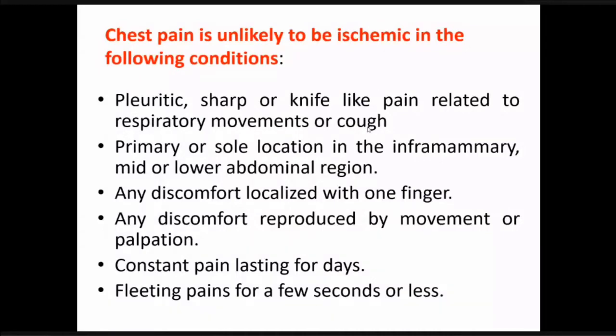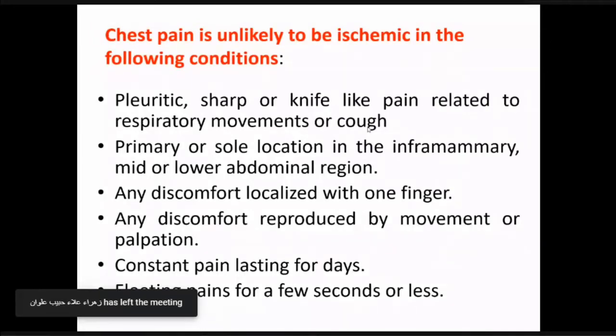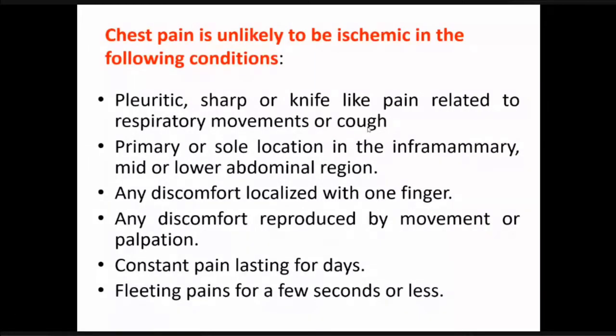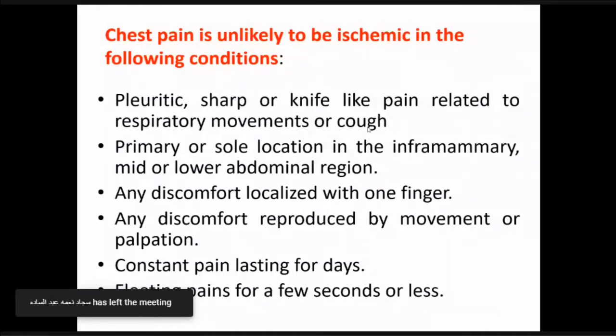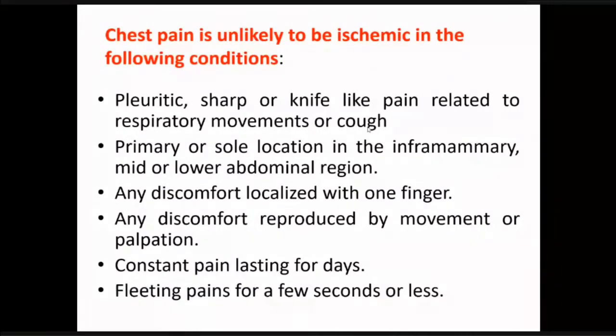Usually if it goes to the abdomen, it goes to the upper abdominal region, the epigastric region usually is the radiation site. Any discomfort localized with one finger is also against ischemic pain. Any discomfort reproduced by movement or palpation is usually also not compatible with ischemic pain. When the patient has constant pain, says I have pain in this place for 3 or 4 days continuously, this is unlikely to be ischemic pain also. Fleeting pain for a few seconds or less, he says the pain comes here, goes to the right, goes to the left, this is also not ischemic pain.